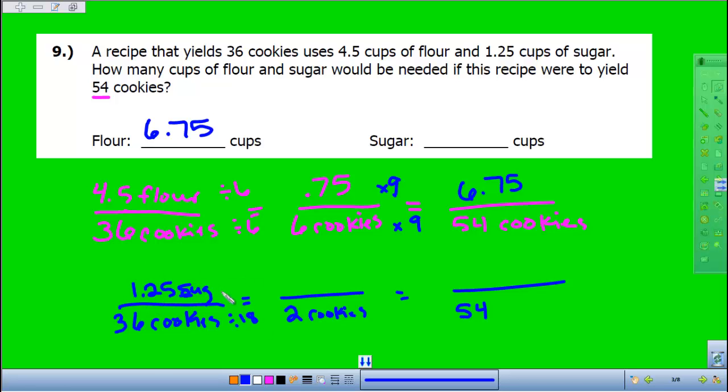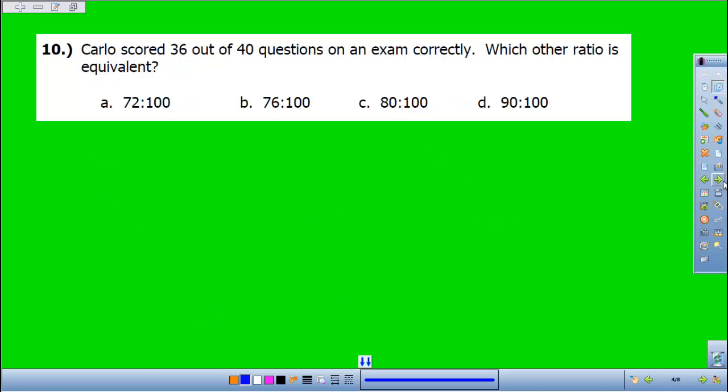So I would divide 1.25 by 18. And when I do that, I get 0.625. Now I can go straight from 2 to 54, and 2 times 27 is 54. So I multiply 0.625 by 27. And when I do that, I will end up with 1.875 cups.